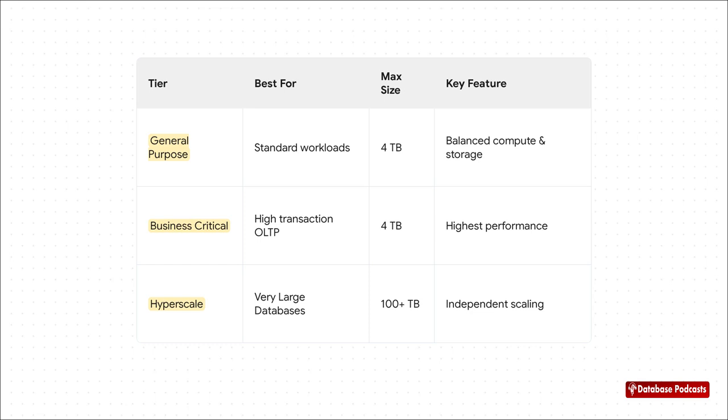Then you step up to business critical. This is for your heavy hitters, your OLTP apps that need super high transaction rates and crazy low latency. It uses blazing fast local SSDs to deliver top-tier performance. And then, of course, there's the hyperscale tier we've been talking about, which is in a class of its own for those massive databases that blow past that 4 terabyte mark.